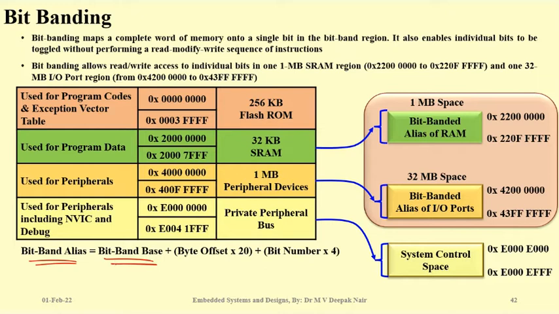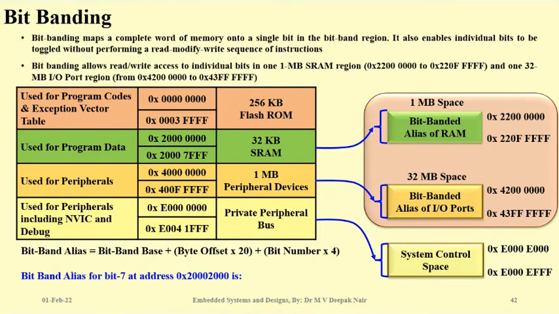First you have to know the bit band base address. Then after that you will have to find the byte offset. Then you multiply it by 20 plus the bit number multiplied by 4. This is the equation to find the bit band alias region. So each bit can be mapped to any other memory region.